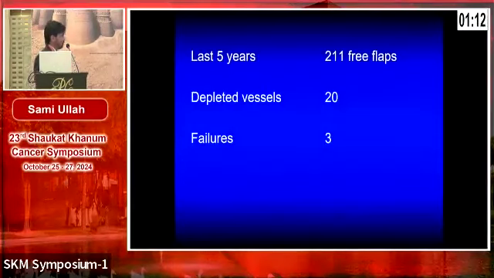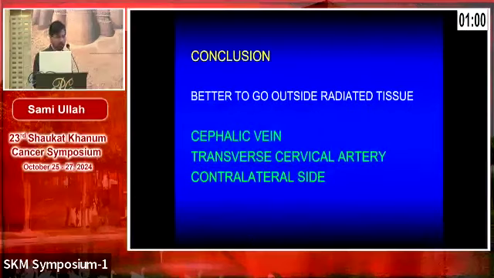So just a little data, they did about 20 flaps. 20 of them had a vessel-depleted neck. They had 3 failures. And the conclusion is that it is better to go outside the operated field, the irradiated field. Cephalic vein is an option, as well as the transverse cervical and going into the contralateral side.